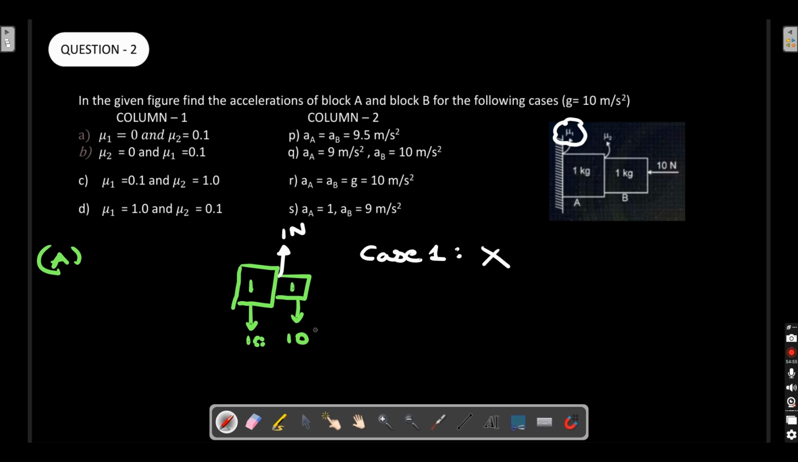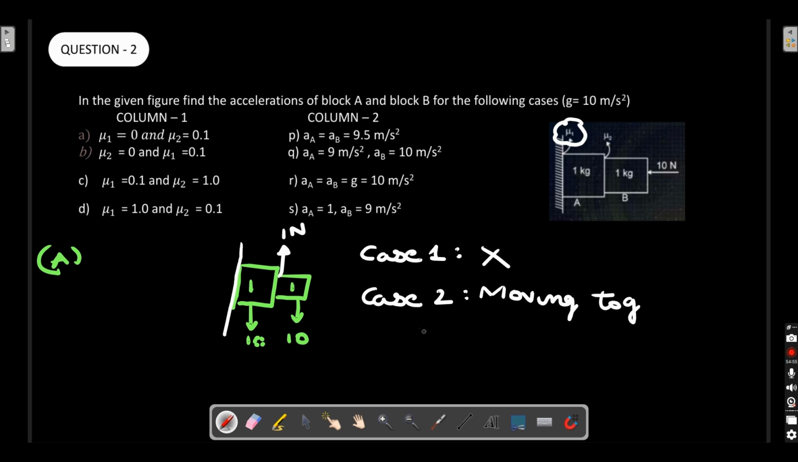Because 10 plus 10, 20. Is it balanced by any other force over here? No, right? Or this wall, is it balanced by any other force? No. So case 1 itself fails. Case 2 is there is slipping between this particular block and they move together. So let's say moving together.